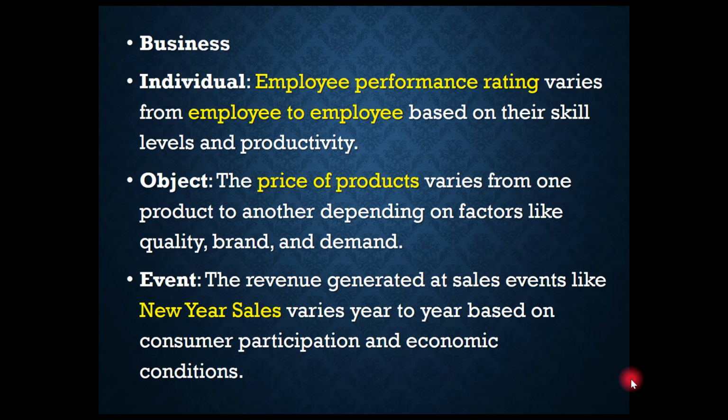Let's suppose an object. If we take the variable over an object, the price of the product is our variable, which varies from one product to another depending on factors like quality, brand, and demand. If we take the variable as an event, the revenue generated at sale events like the New Year sale. Here, the New Year sale is an event and it is a variable that varies from year to year.